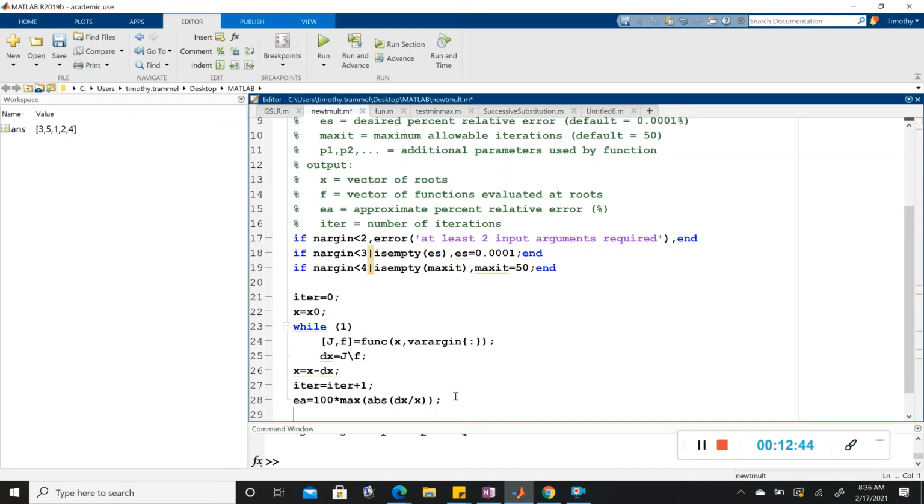And then next, we need our conditions for breaking the while loop. So if iter is greater than or equal to max it, or EA is less than or equal to ES, we want to break.